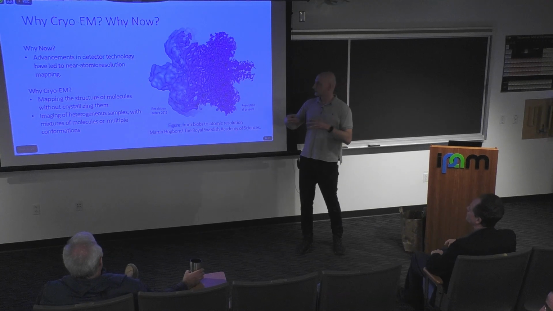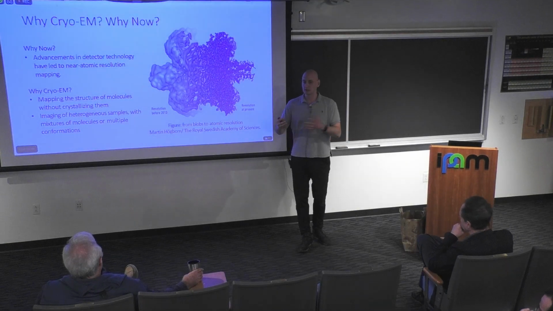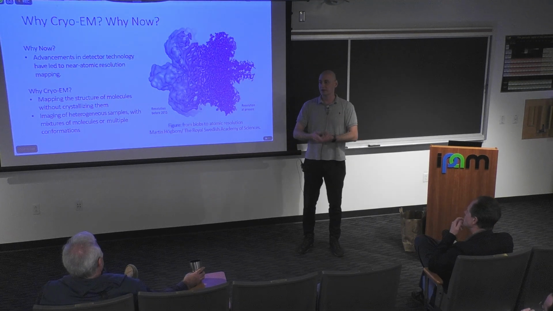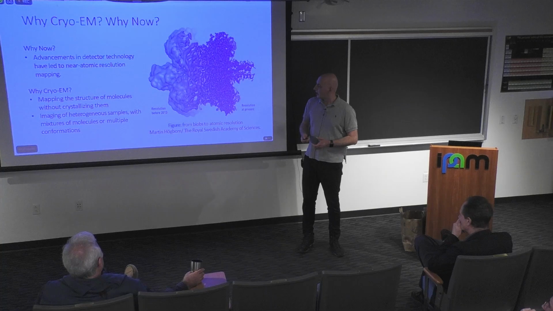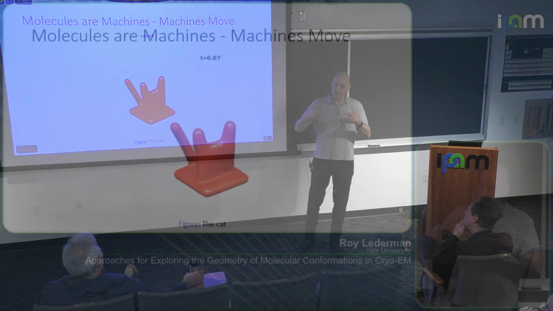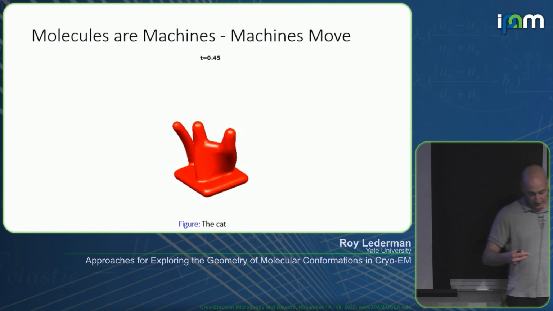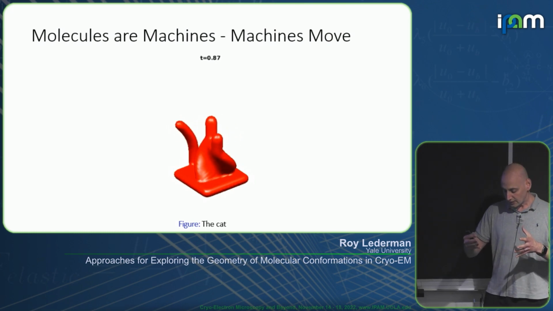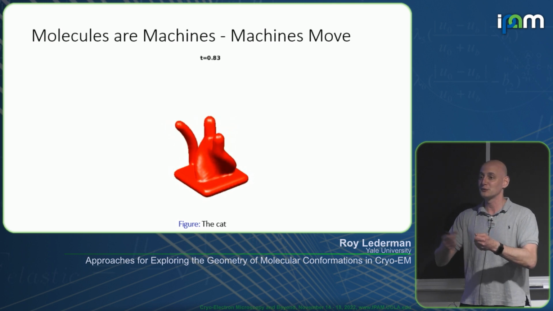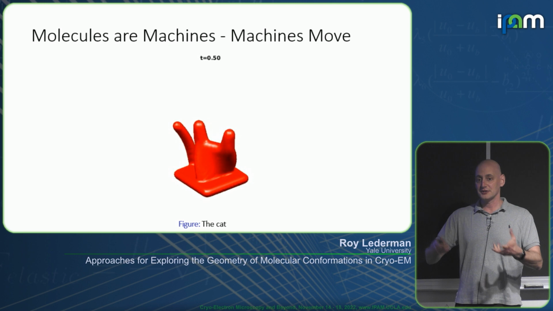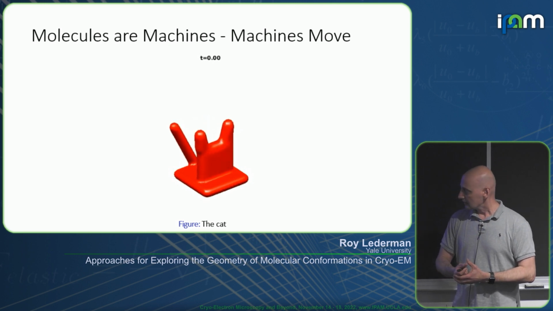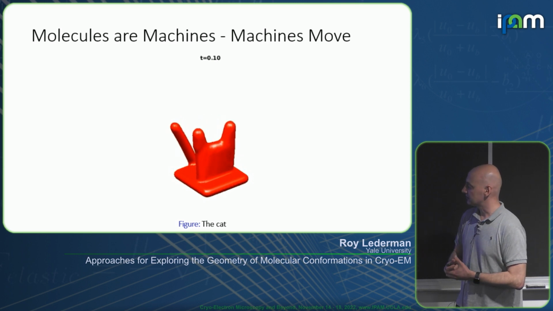And that gives us at least the hope that we could identify different conformations that appear in mixtures. And really, the motivation for this is that these are molecular level machines, and if we want to understand their functionality, their movement is what we're really interested in.